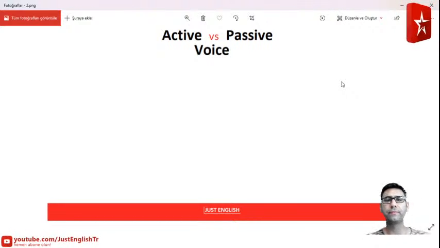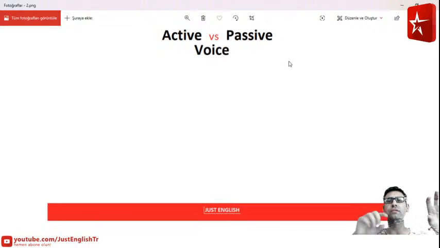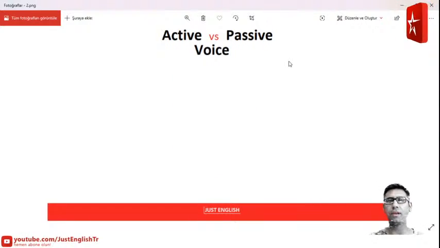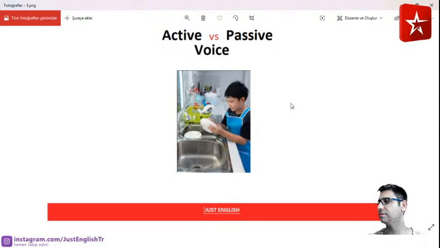All right, so active and passive voice. Active versus, remember, versus. So when you compare two things, you put it in the middle, like in a boxing match, like Tyson versus Holyfield, something like that, yeah. Okay, so as you can see on the screen right now, there is a boy doing the dishes at the moment. So my example will be on that photo.